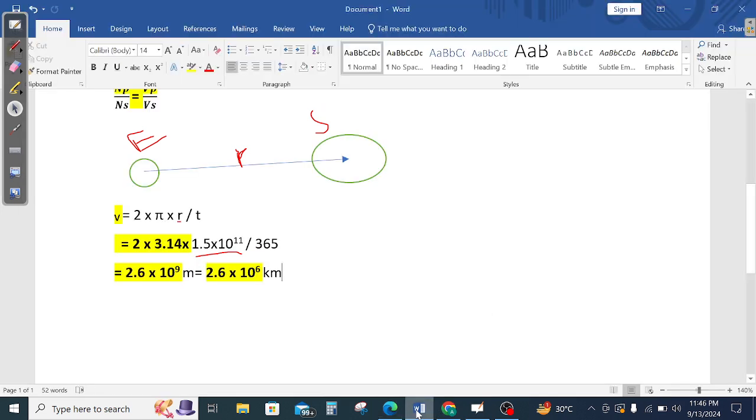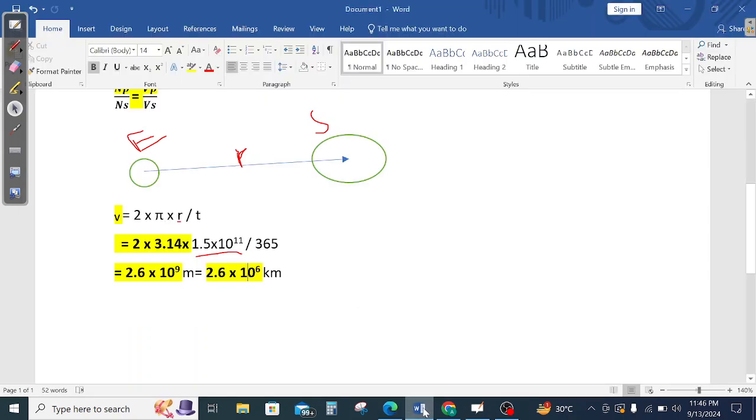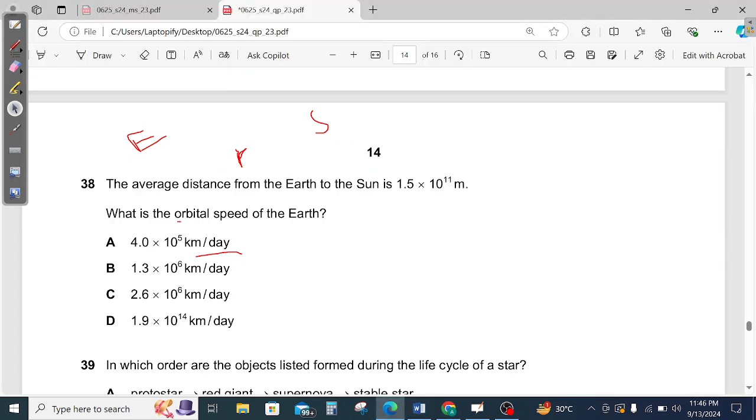So multiply these terms and divide by 365, and you will get 2.6 into 10 raised to the power 9 meter per day. But if you look at the options here, the answer is in kilometer per day. So you have to split 10 raised to the power 9 into 6 and 3. The 6 stays right here, and the 3 is converted into kilo. So your option will be C. You will get the C answer here.